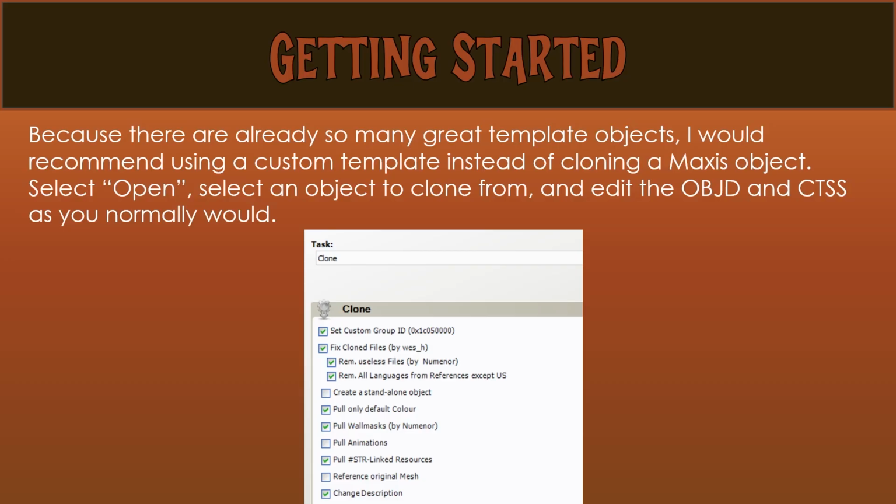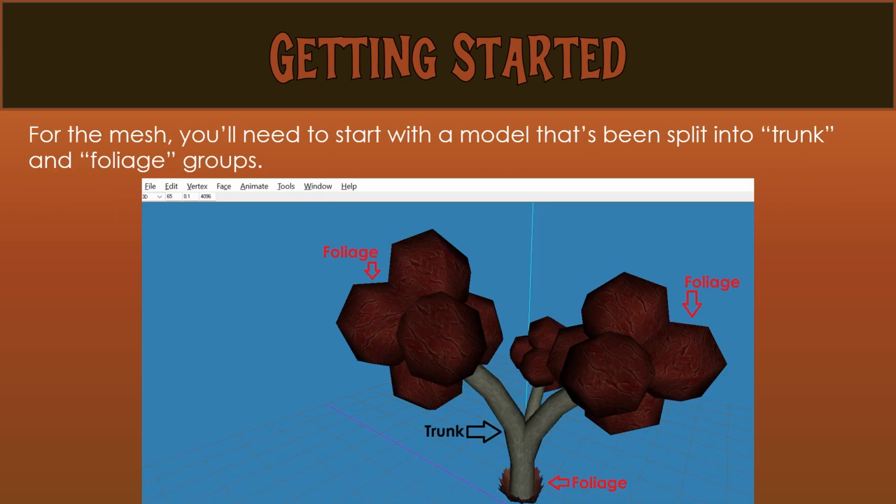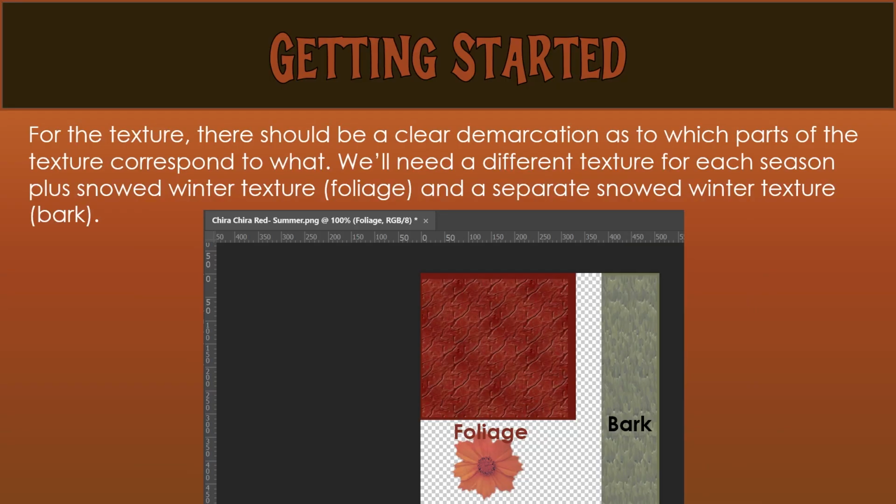Because there are so many great template objects, what I recommend is that you use one of the custom templates for cloning instead of the Maxis object. So we would just select open, clone the object as we normally would, and edit the OBJD and CTSS. For the mesh, we would need to start with a model that's already been split into trunk and foliage, like in the example here. So the trunk and foliage need to be separate subsets. And the same thing with the texture. We need to split the texture up into the bark or the trunk and the foliage.